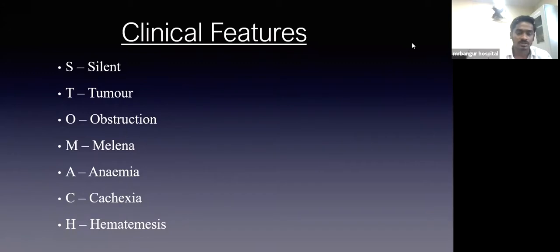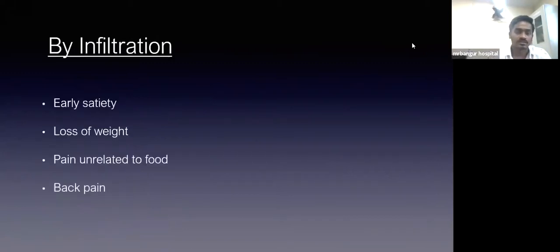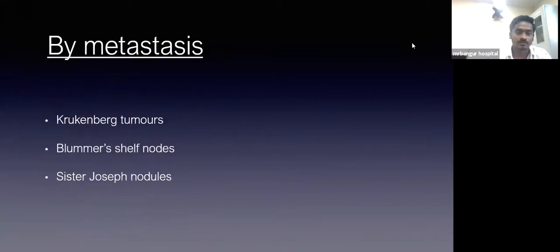Anemia is the most common symptom of adenocarcinoma of stomach compared to GIST. C for cachexia, H for hematemesis. Hematemesis is more common with GIST. By infiltration, the tumor spreading into the submucous and muscular layers leads to the loss of elasticity of the stomach, which in turn leads to loss of weight. Most of the time, the patient complains of pain of the abdomen, which is unrelated to food. When the tumor infiltrates into the pancreas, it may present as back pain, an epigastric pain typically radiating to the back. By metastasis, Krukenberg tumors.